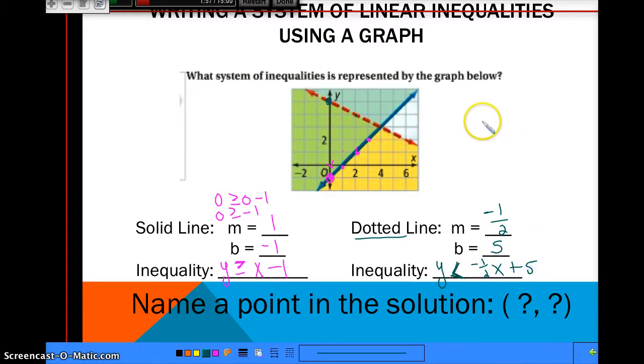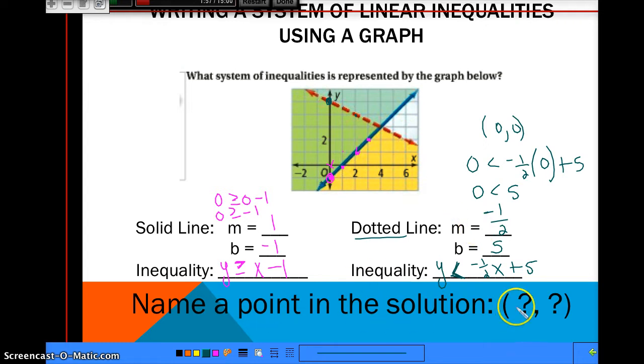Let's make sure we're right. Putting in 0, 0 into the inequality I just wrote would be 0 is less than -1/2 times 0 plus 5. Is 0 less than 5? That is true, so that means that this side is the true side, and shading down was correct.